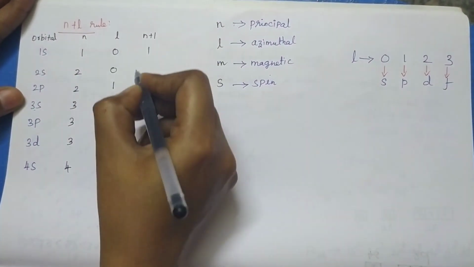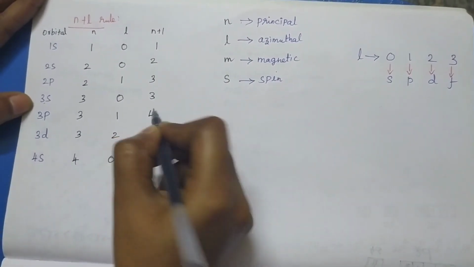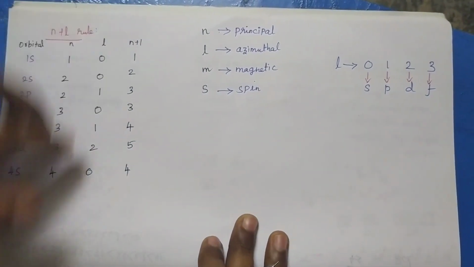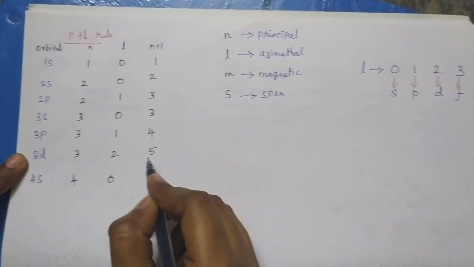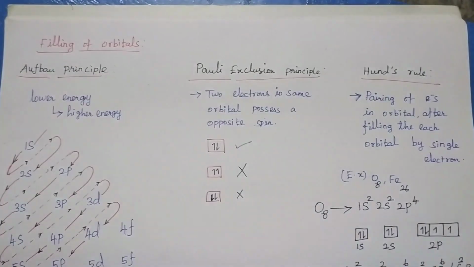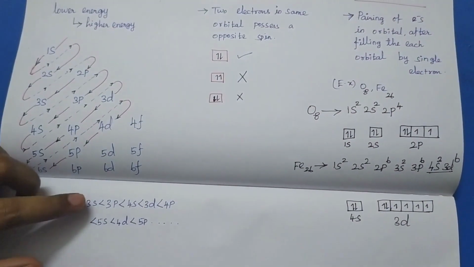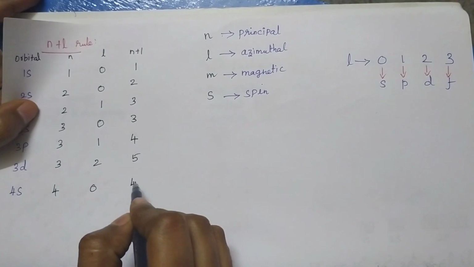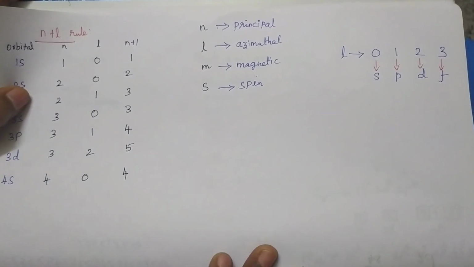1 plus 0 is 1, 2 plus 0 is 2, 3, 3, 4, 5, 4. If you look at the n plus l values, 3d has the maximum. If you compare 4 and 5, 5 is the maximum value. That is why after filling the 4s electrons we fill the 3d shell. See here, 4s is written first, then only we have written 3d. What is the reason? The n plus l value: 4s has the least value. For the 4s orbital it is 4 and for 3d it is 5. That's why we arranged like this. Okay students, thank you.